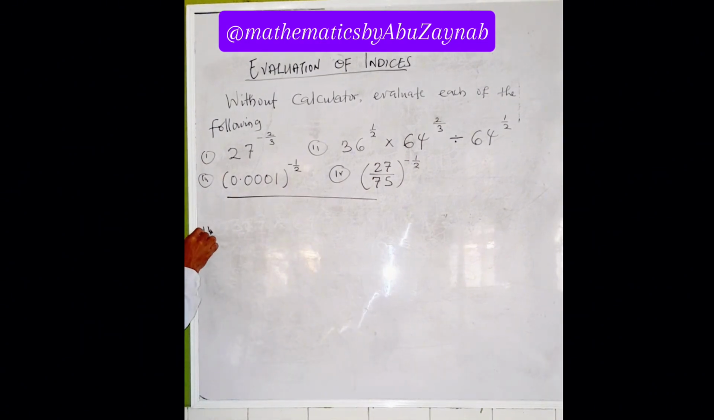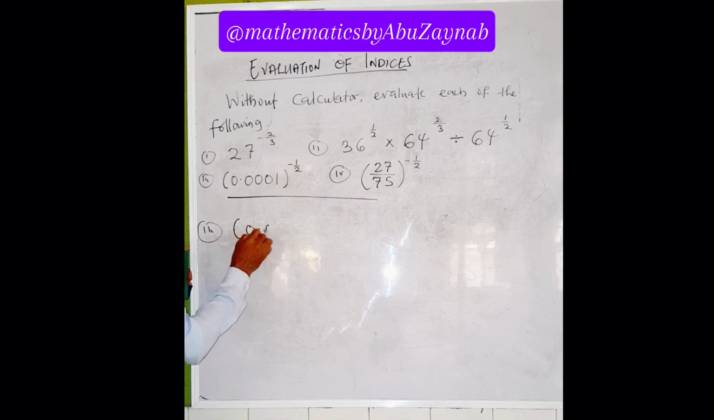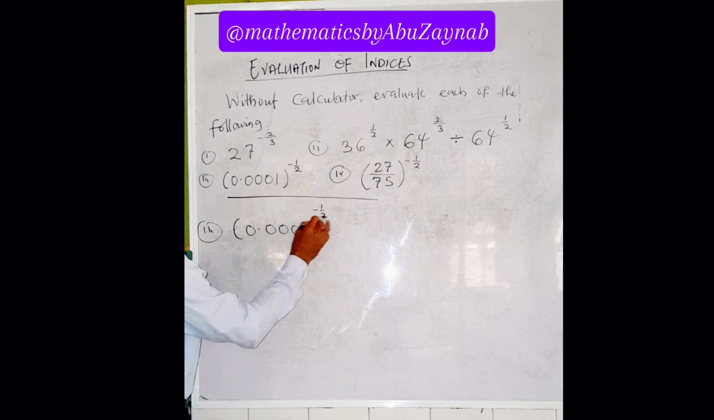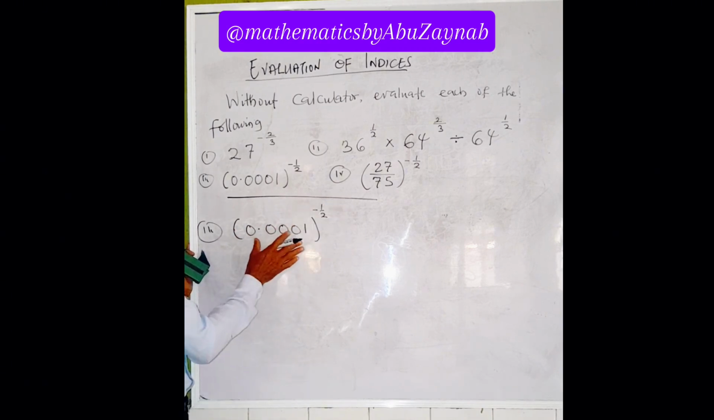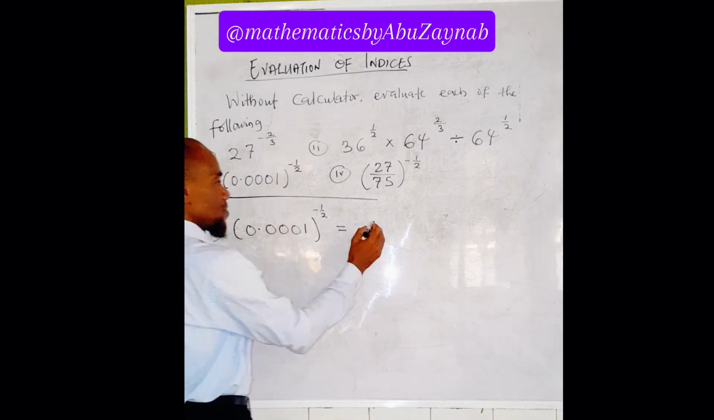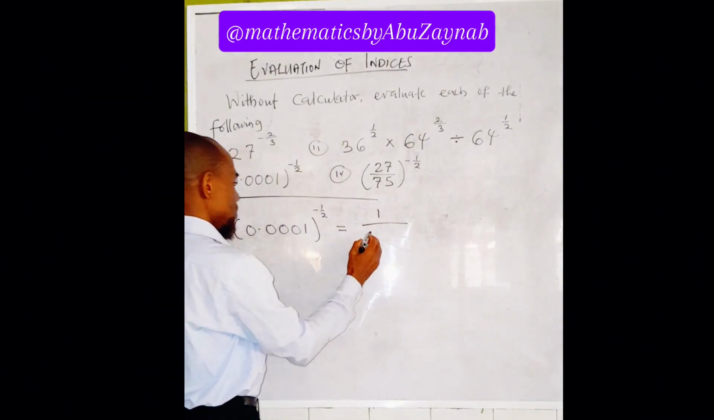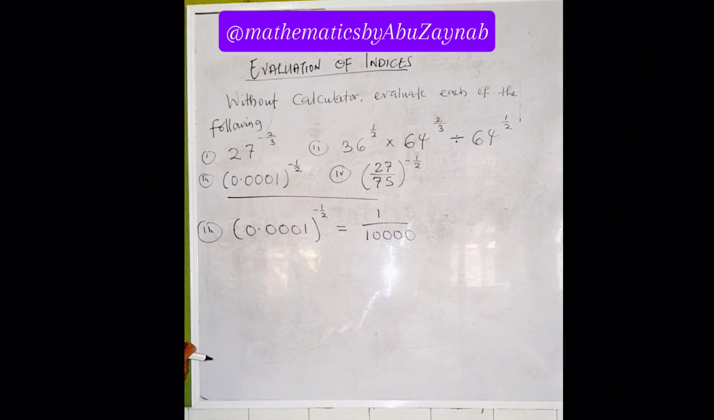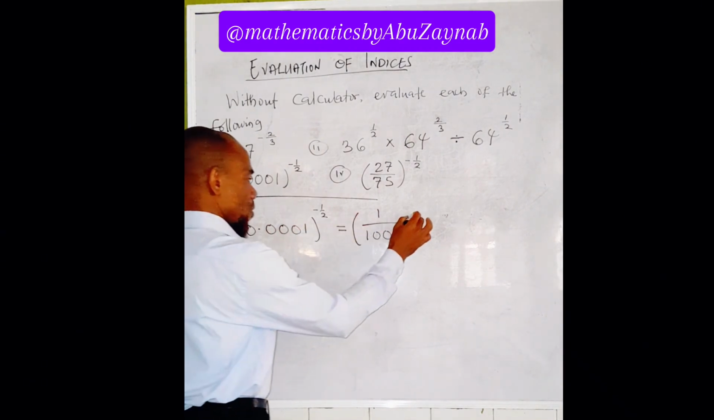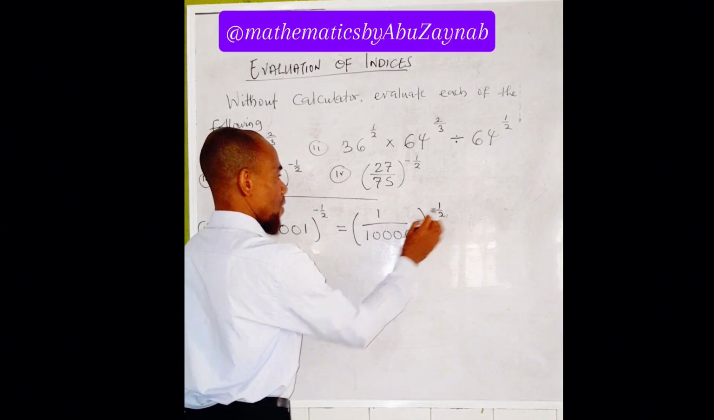Question 3. Pretty much different because of the decimal nature. So we have 0.0001 to the power of minus 1 over 2. Before we even talk about the power, the very first headache is to get this converted from decimal to fraction. And 0.0001 in fraction simply means 1 over 10,000. That is it, all raised to the power minus half.